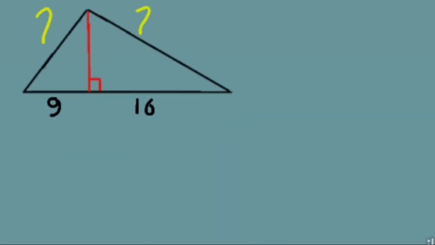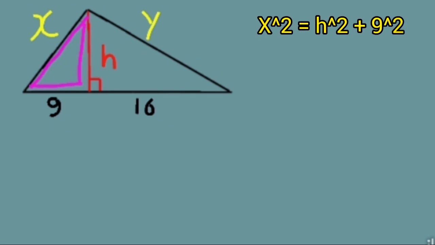Let's see how we can solve this. First, let's give a variable to every side of the triangle. Let's say height is h. This side is x, and this side is y. Now let's try to find side x of the triangle. So for this triangle, height is h, and base is 9. So using Pythagoras' theorem, we can say x squared equals 9 squared plus h squared.